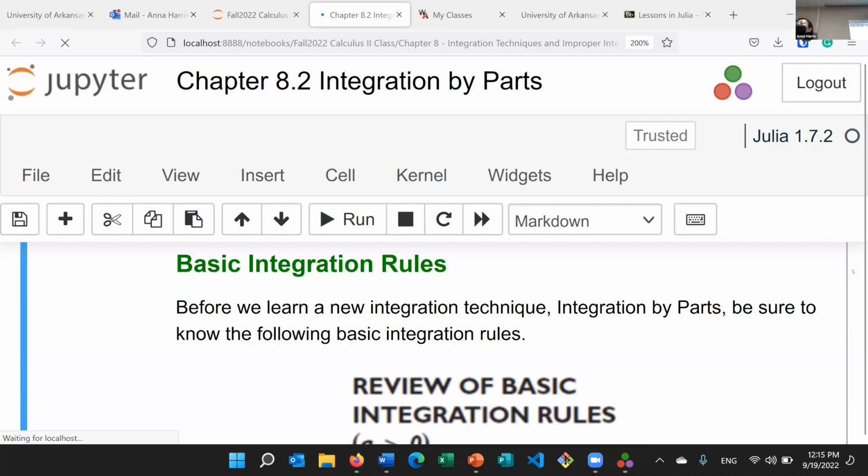So today we're doing a new chapter, 8.2. What's the title of today? Integration by parts. This is a new technique. Remember, we know how to do the power rule, the product rule, the quotient rule, the chain rule, and the substitution rule. But we're going to introduce a new one today. What's that called? Integration by parts. All right, that's another one.